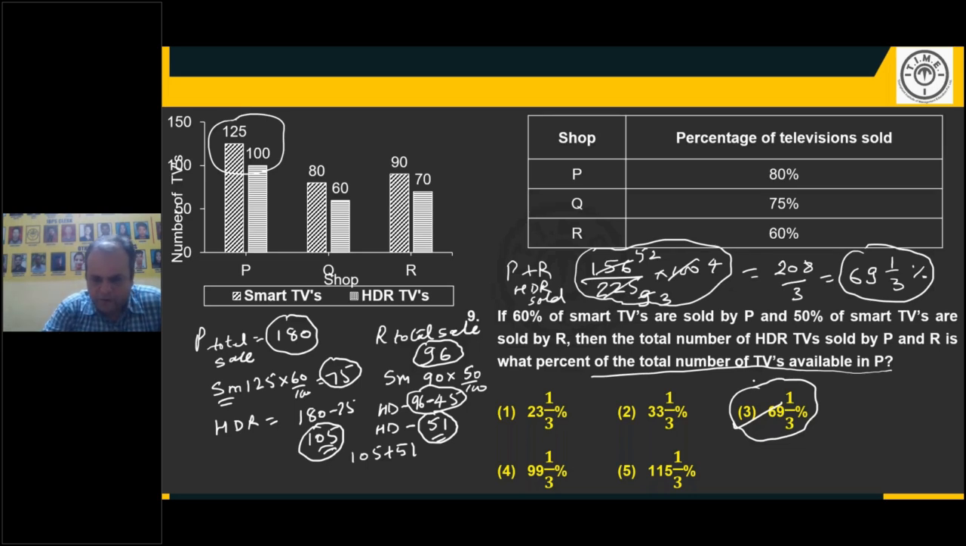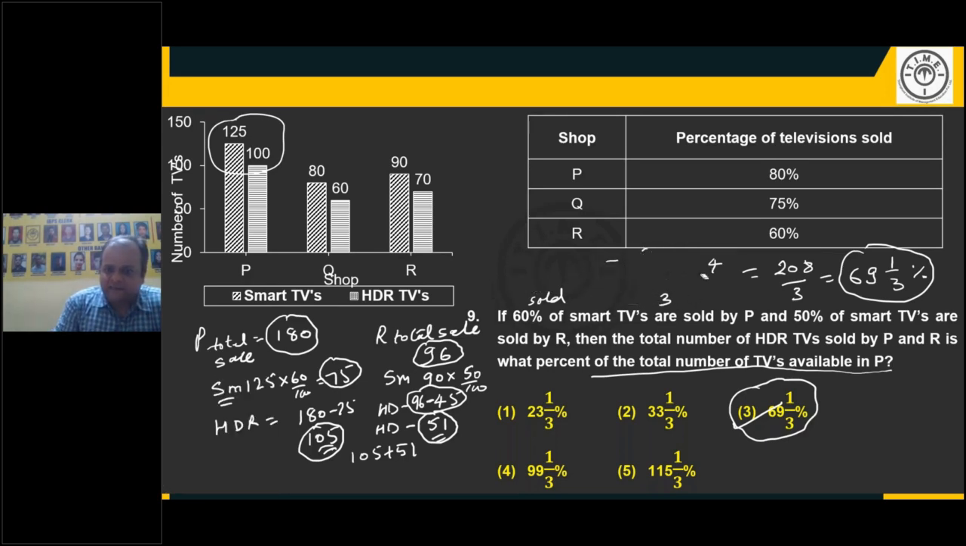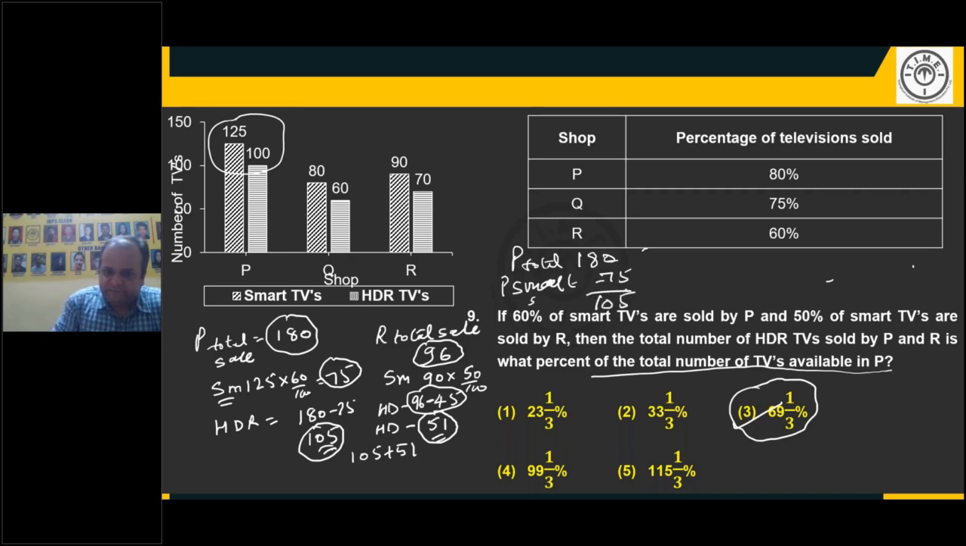Sir, please tell the last step, sir. Sure. See, I'll explain again. Now, see, what is happening here is, I'm sure you would have got this, that P total sale is 180, right? Out of which, so this is P total sale, out of which P smart TV sale is how many? 75. So if we subtract these values, we get 105. This is P's HDR sale.